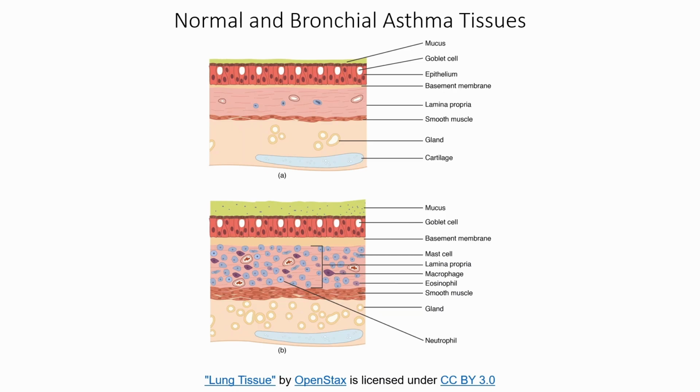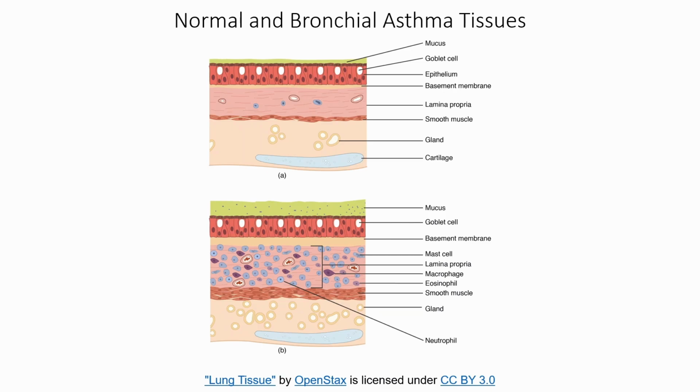Now, one thing that can go wrong with the lungs is a condition called asthma. So we're going to look at what normal tissues look like in the bronchi, and then we're also going to look at asthmatic ones. If we look at the top, we see normal. There's mucus, goblet cells, the epithelium, the basement membrane, the lamina propria, and smooth muscle. But when we look deeper down at the bottom here at the asthmatic tissue, we see first of all mucus production is way up.